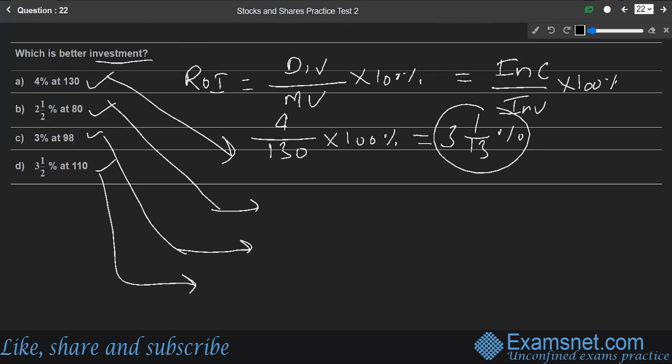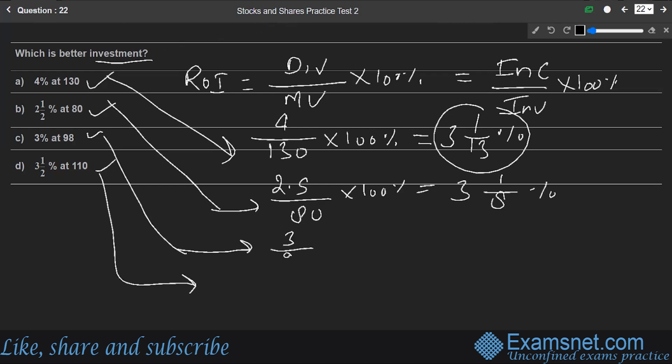Second scheme, 2.5% of 80. So 2.5 divided by 80, as the investment, into 100%. If we do so, this value comes out as 3 1 by 8%. That is the second rate of interest.